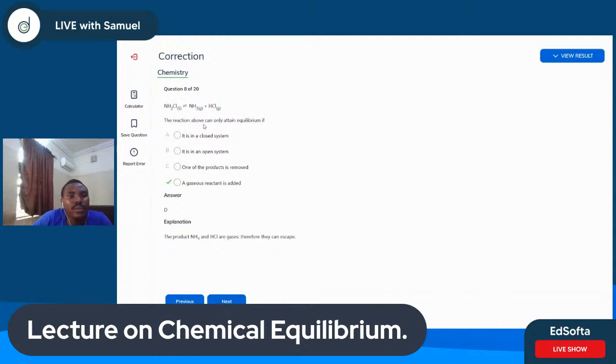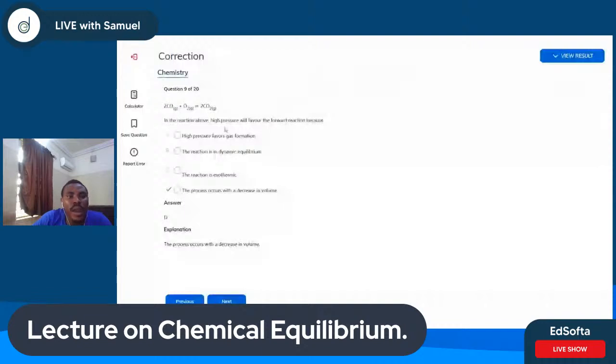The reaction above can only attain equilibrium if a gaseous reactant is added. Yes. So the reaction has to be in the same phase for an equilibrium to be attained. Or better still, it has to be in a closed system. Yes, it has to be in a closed system.